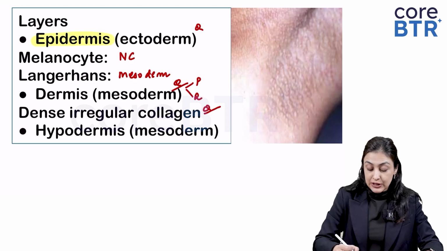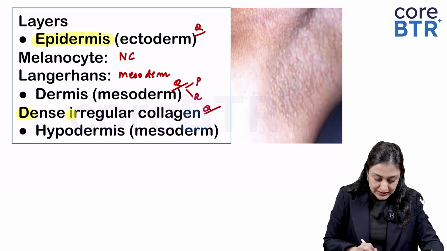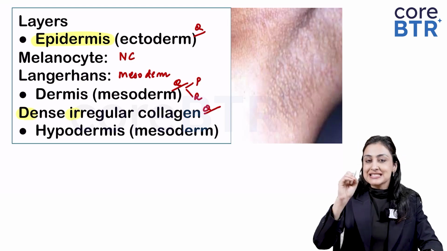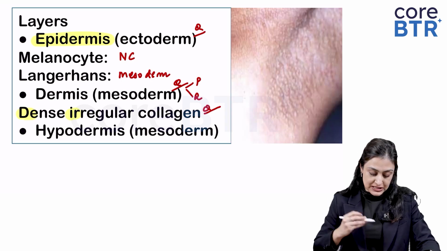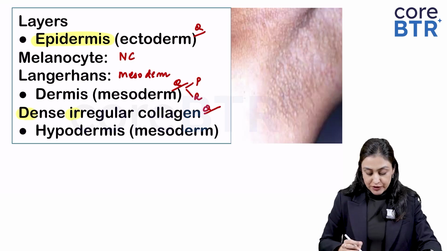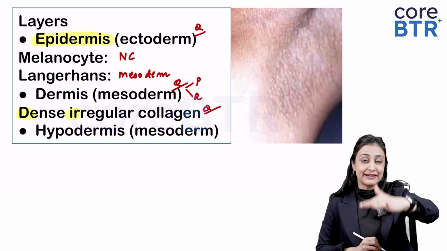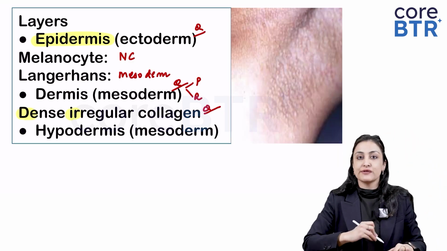So I'll put a question wherever it's a PYQ. So dermis, if you just read it, it's in the name, it's dense irregular, so we don't have to memorize it. And you have hypodermis. So hypodermis is mesoderm again. So that is where you have subcutaneous fat mainly. So epi and everything else is meso. So this is the first topic.